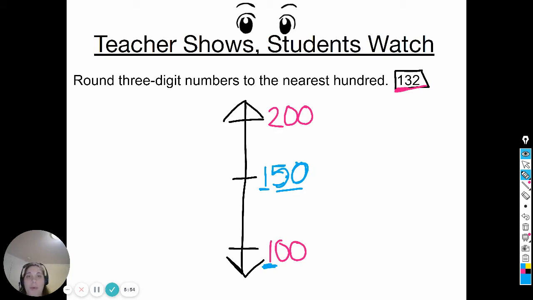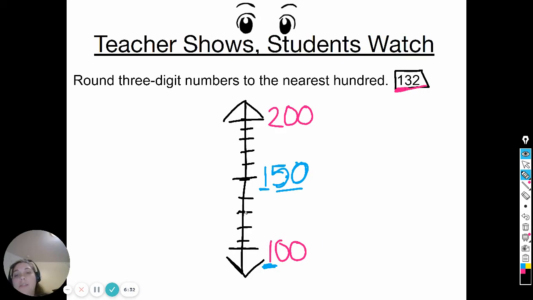Now that we have our number line, we're going to add our hash marks. And instead of counting by ones like we did yesterday, this time we're going to count by tens. So down here at the bottom, our first line is already there, which is 100, 110, 120, 130, 140, 150 is already there, 160, 170, 180, 190, and then our 200 mark's already there.